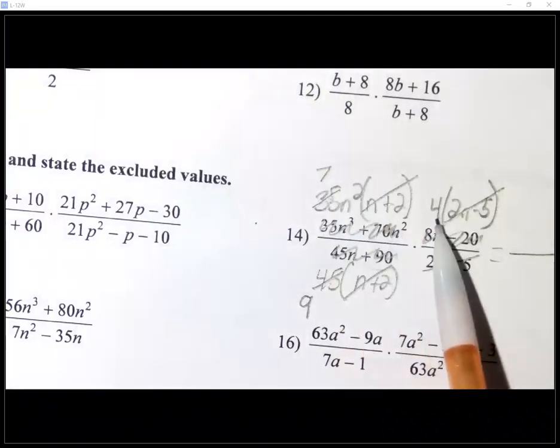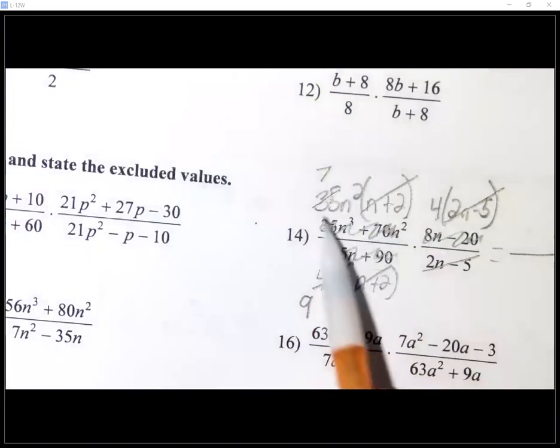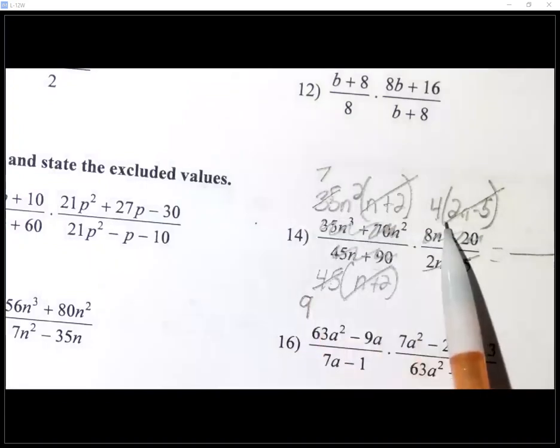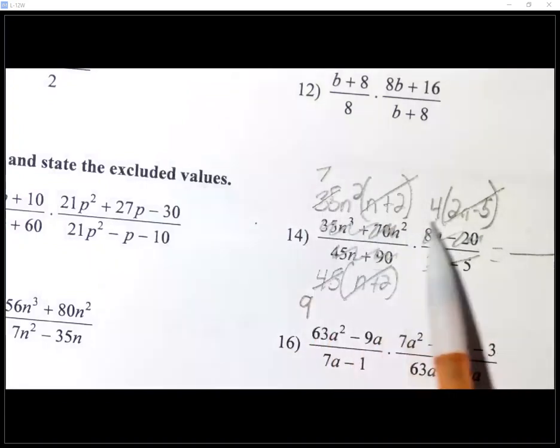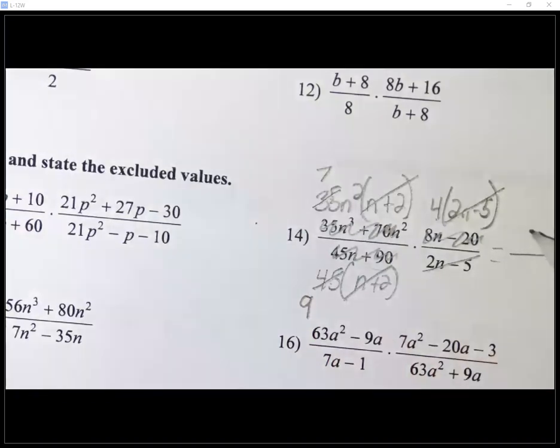So you're multiplying all this together. So what's my numerator really? You multiply all that together, what do you actually get? Wouldn't I get 7 times 4 is 28? So I'd have 28n squared. That's what's left in my numerator.